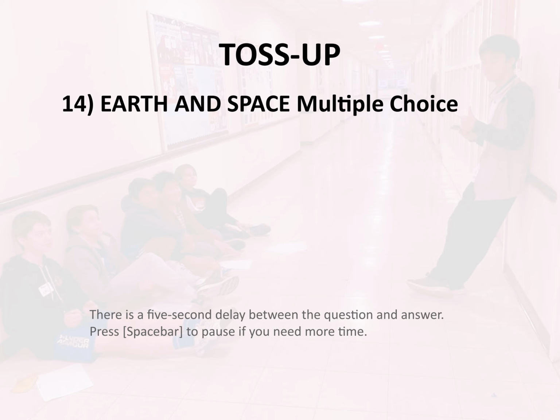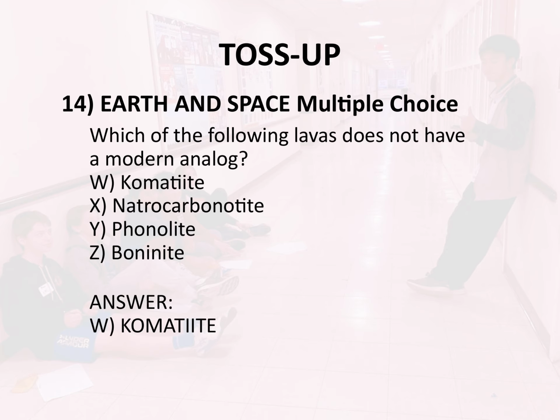Toss-up 14. Earth and space multiple choice. Which of the following lavas does not have a modern analog? W. Komatiite. 10. Nitrocarbonatite. Y. Phonolite. Z. Boninite. Answer. W. Komatiite.